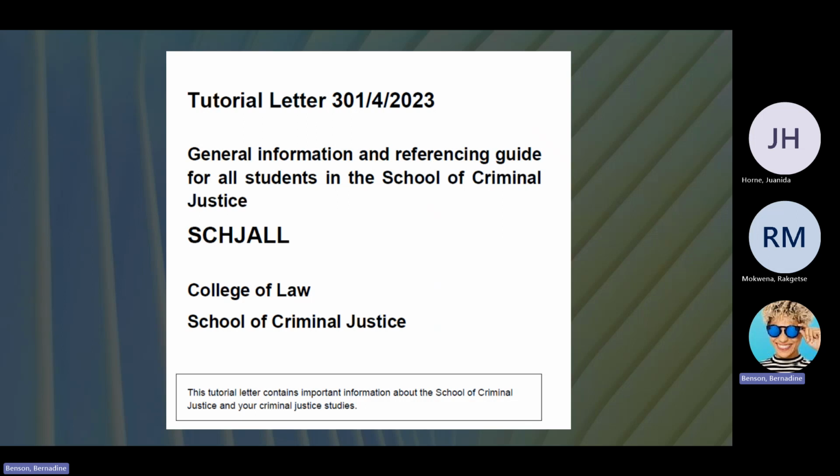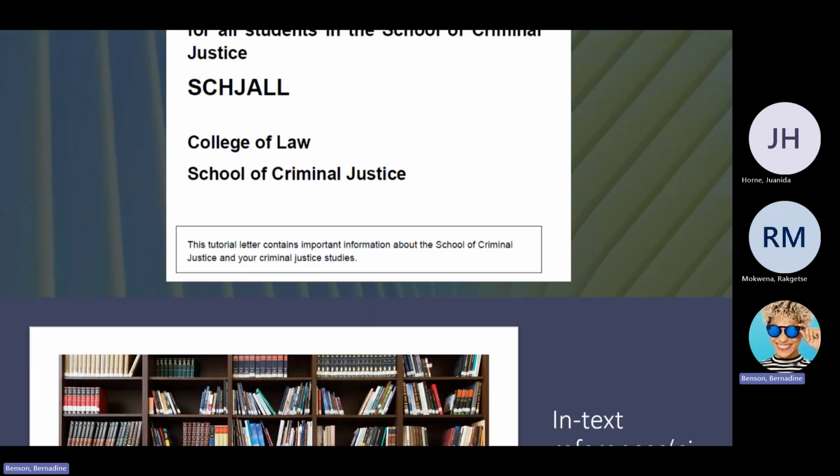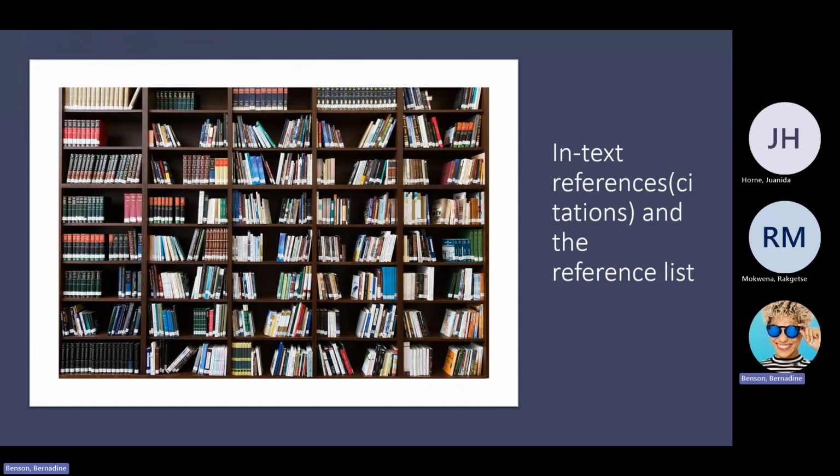Nothing else is acceptable. We do not make use of footnotes or endnotes. We only make use of a reference list and in the Harvard style or the Harvard abridged style and in-text references. As I said, all these different sources have their own referencing style.